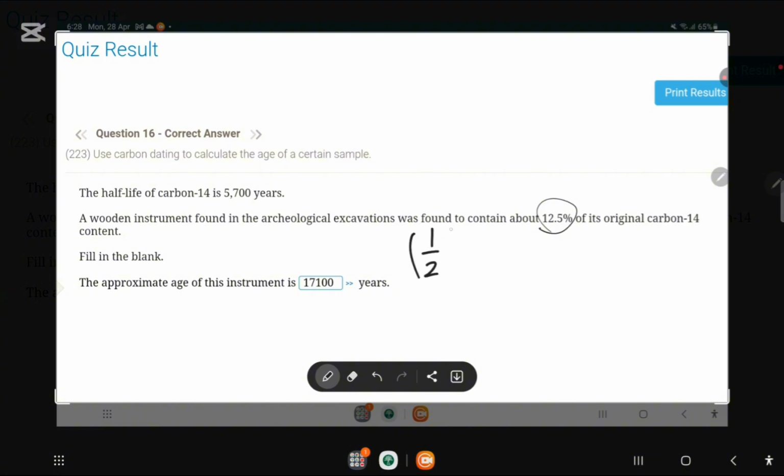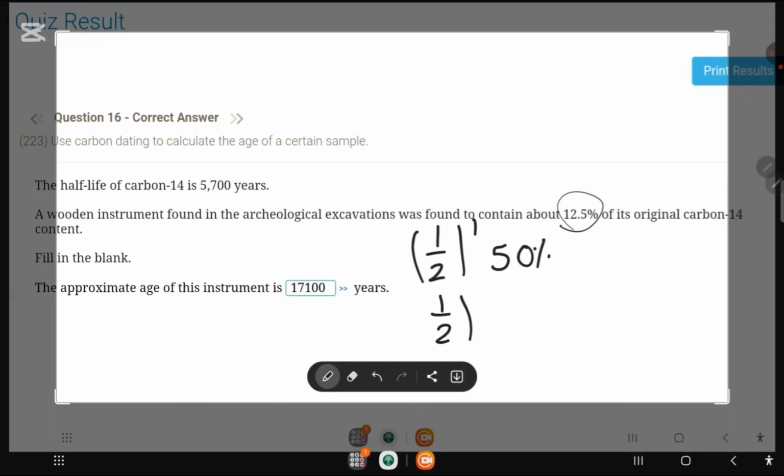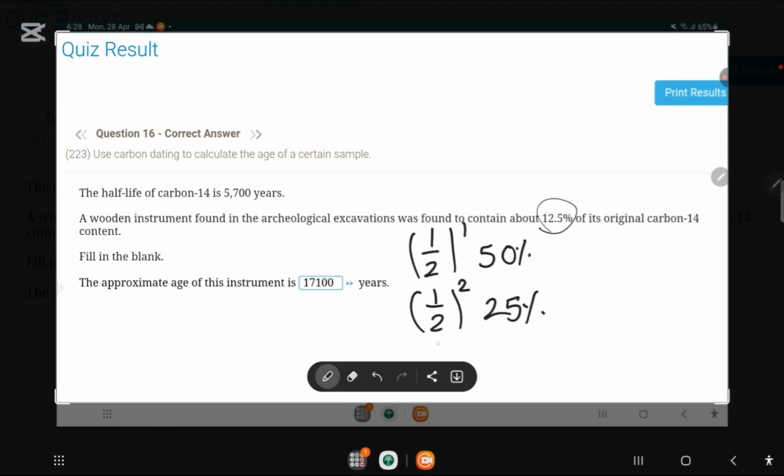Okay, the approximate age of this instrument is, first we know half-life is 1/2 to the power of 1, which is 50%. 1/2 to the power of 2 will give me 25%. 1/2 to the power of 3 is 12.5%. Okay, it's easy. Let me just do it this way.